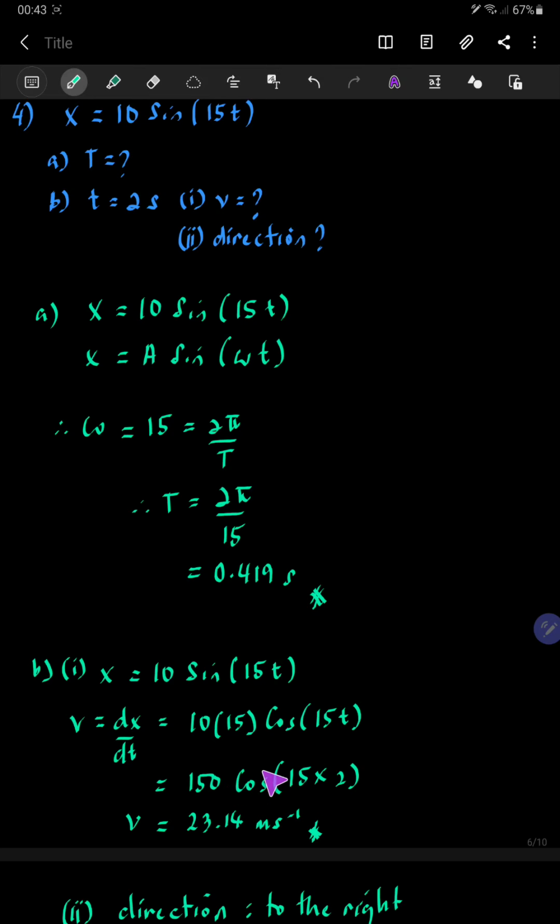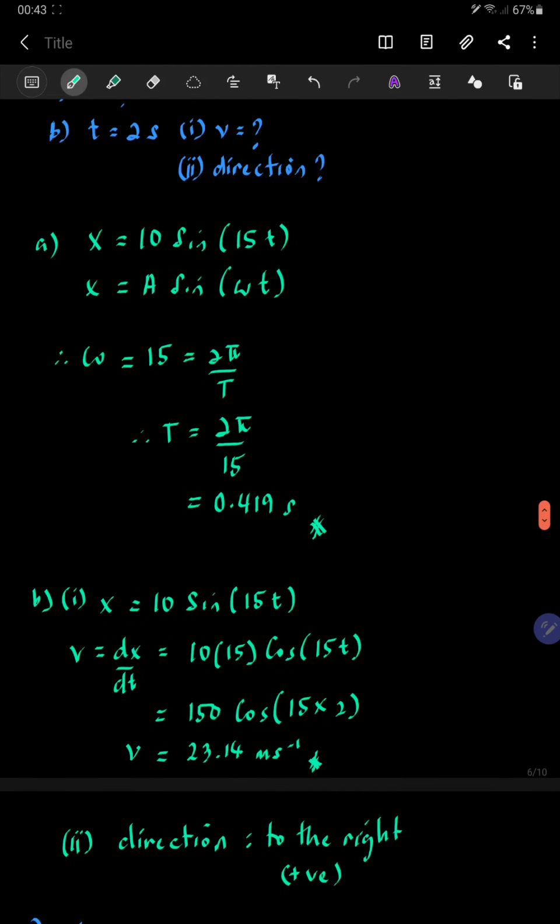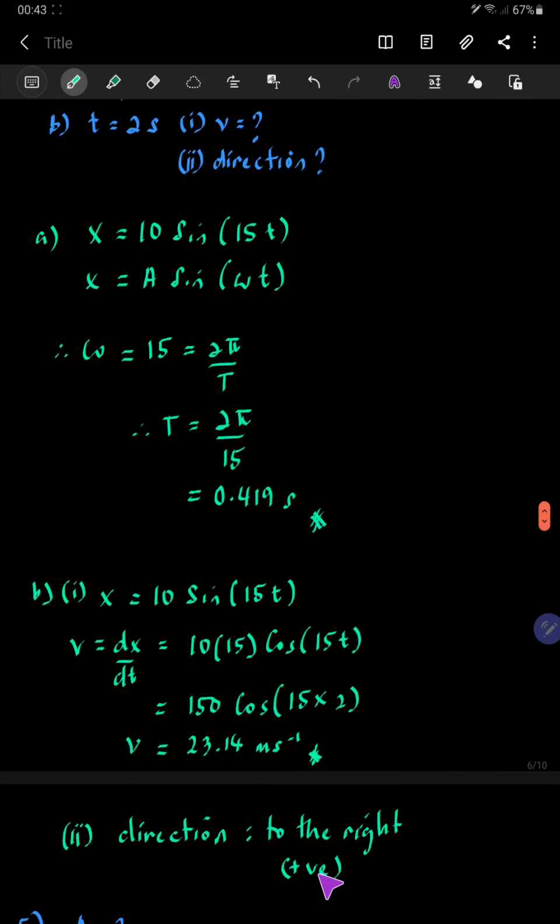Okay, how about the direction? So the v we get now is positive, meaning that the object is moving to the right. Okay, this is the way we answer question number 4.